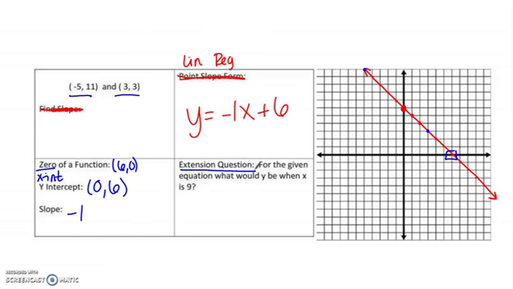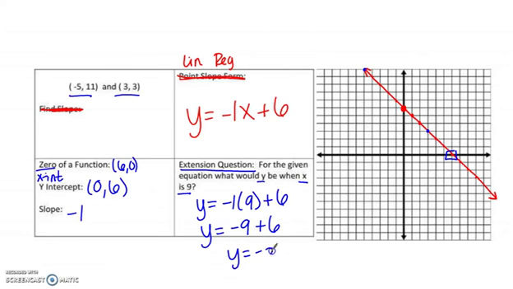Some of y'all are kind of confused on this, but we should be okay. For the given equation, what would y be when x is 9? So you go back to your equation here. y equals negative 1, but instead of x, I put 9, plus 6. Negative 1 times 9 is negative 9, plus 6, and negative 9 plus 6 is negative 3.